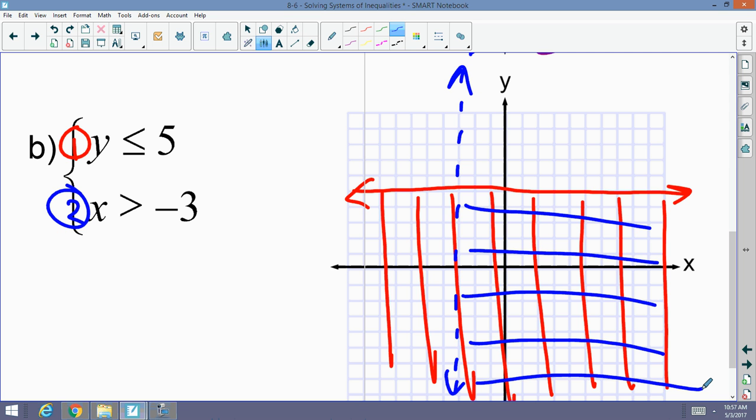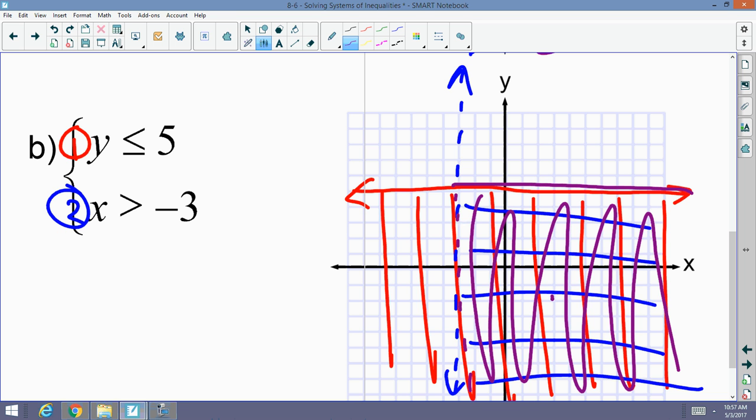So guess what, guys? Everything in here, all this, those are my solutions. And yes, including this top part. Yes, because that's solid. Not including this part. Very good, man. Very good.